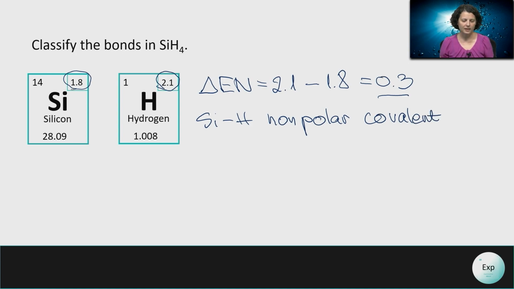There are 4 silicon-hydrogen bonds in silane, and we would write its Lewis structure like this. Each of these bonds will experience an electronegativity difference of 0.3, giving us a molecule with 4 nonpolar covalent bonds. So we don't take the 0.3 and multiply it by 4, just because there are 4 bonds. Each bond will be treated individually, and we will separately classify each bond as pure covalent, nonpolar covalent, polar covalent, or ionic.